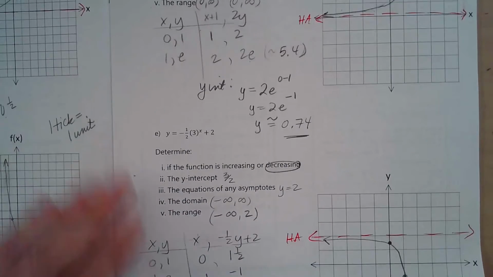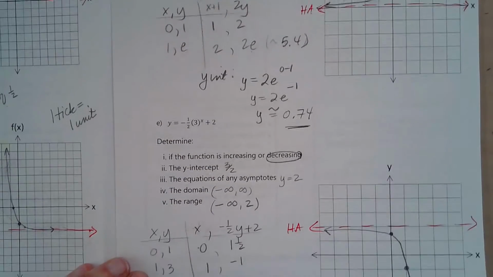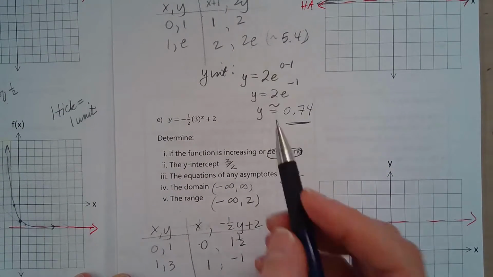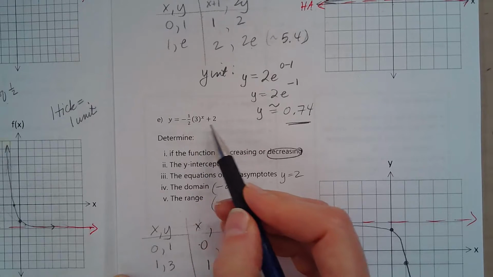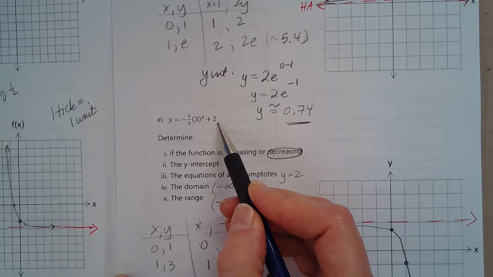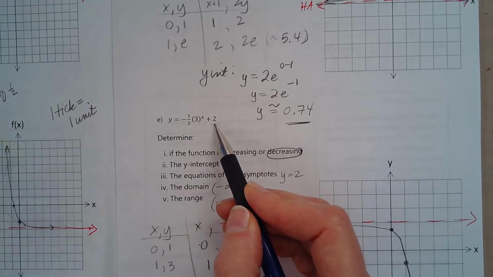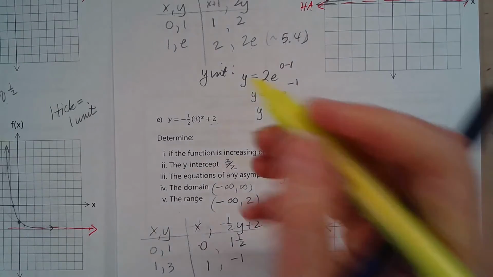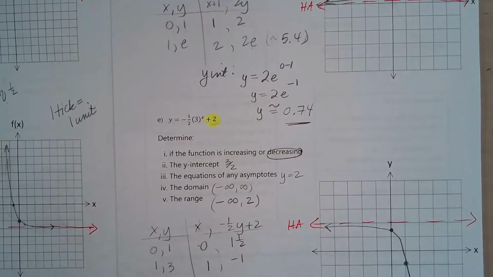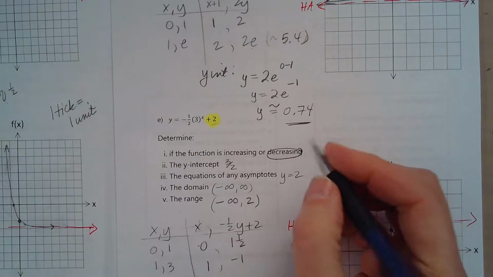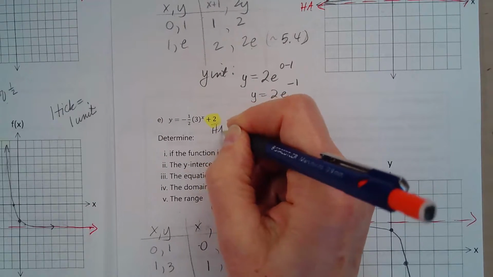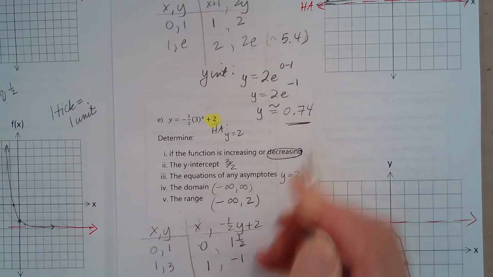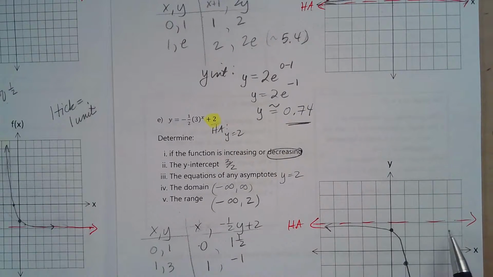And then the last graph had the most changes, I think, because it had a reflection, a vertical compression, and a vertical shift up. What does the vertical shift up do for you? What do you immediately know? Yeah, horizontal asymptote, y equals 2. So that's really nice to know right away because that's a guideline for our graph.